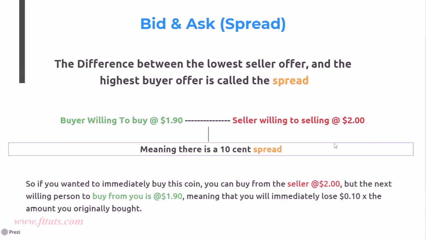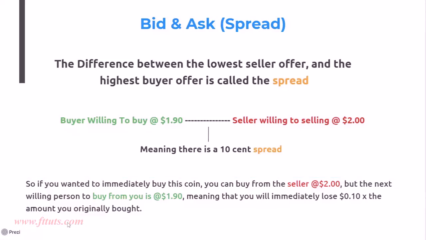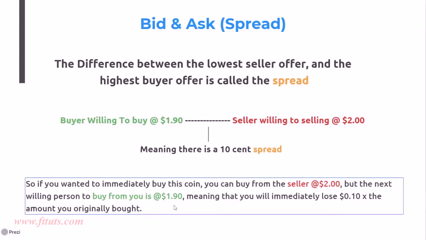seller. And if you're looking to buy something, you need to buy from the seller, but the next willing person to buy it is at $1.90. If your seller is at $2, this means you'll immediately lose 10 cents multiplied by the original amount you bought. So for example, let's say you're willing to buy this cryptocurrency at $1.90. Obviously when you buy, you want it to appreciate in value so that you make money. The first seller who already owns the coin is only willing to sell that coin for $2, right?